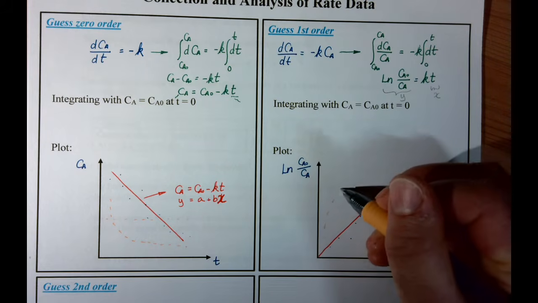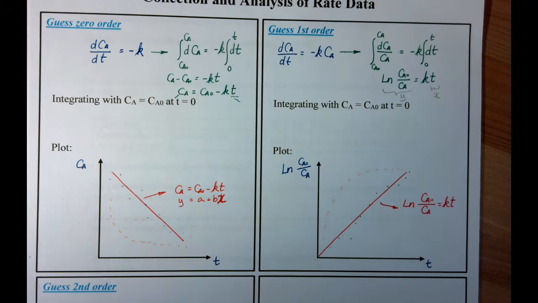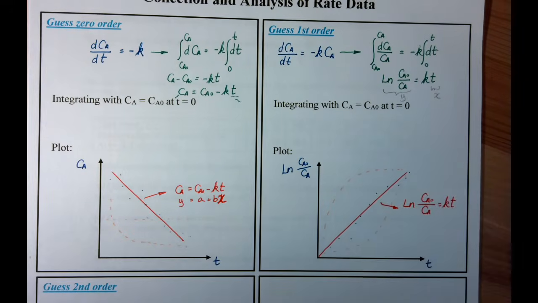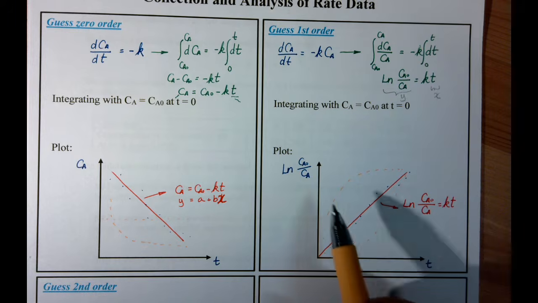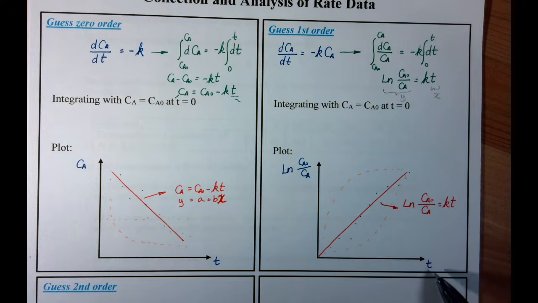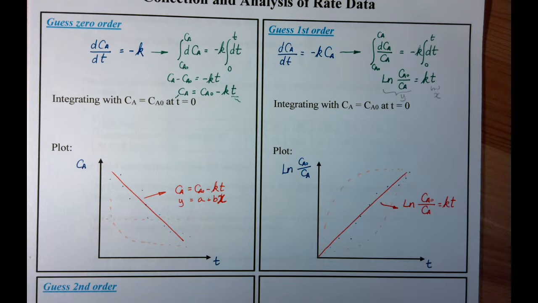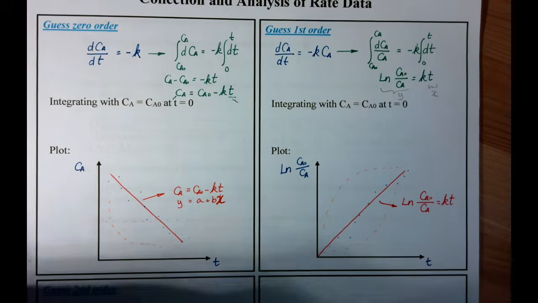But if these points do something like this, they don't follow the equation of a line, they do something exponential or parabolic, then that means that my reaction is not first order. Because for the reaction to be first order, when I represent the experimental points t versus natural log of CA naught over CA, it has to be a straight line. If it's not, the guess is not correct.